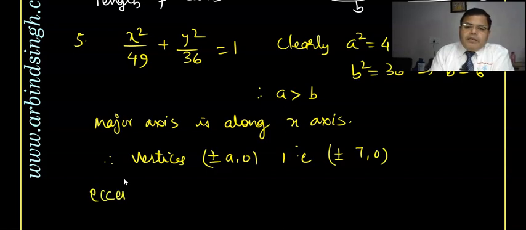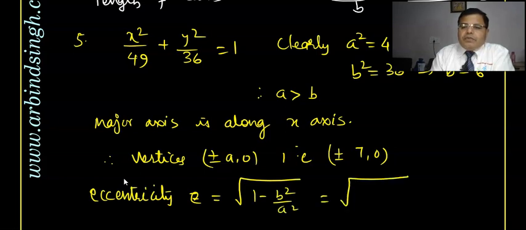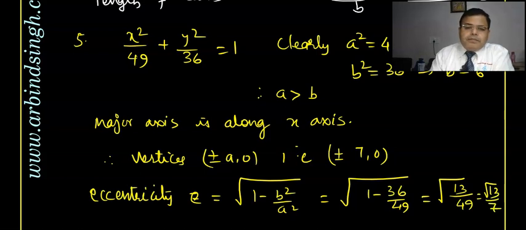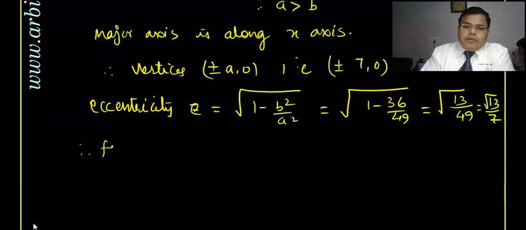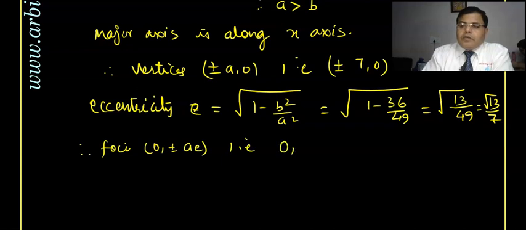Now eccentricity e is equal to under root 1 minus b square by a square, that is 1 minus 36 by 49, that is under root 13 by 49, so under root 13 by 7. Therefore foci is plus minus ae comma 0, that is plus minus root 13 comma 0. This is the foci.